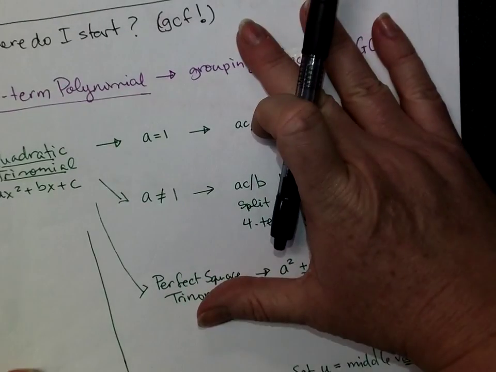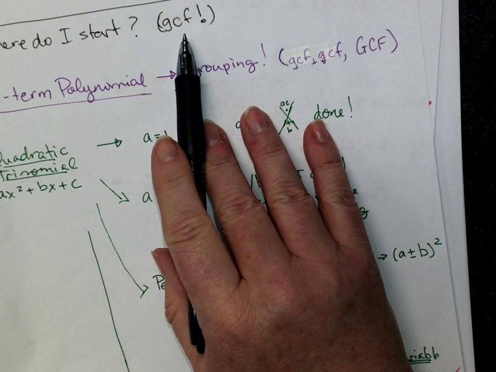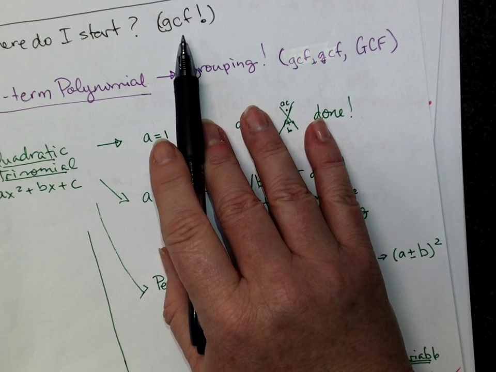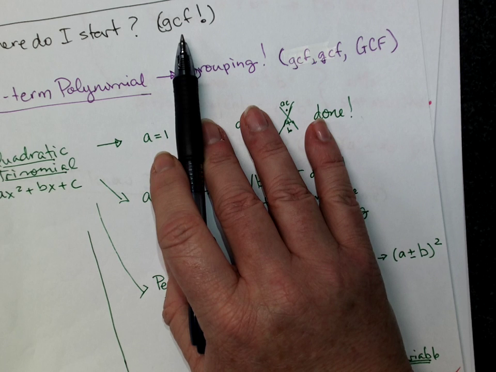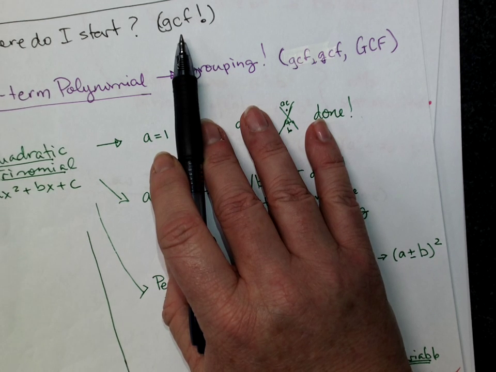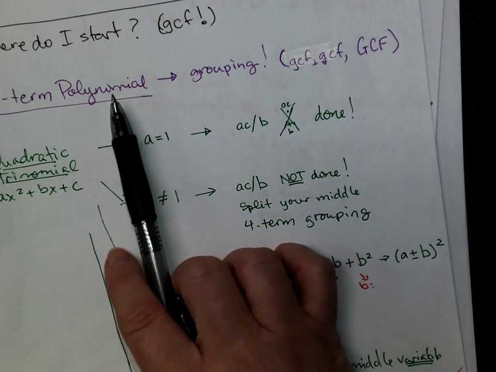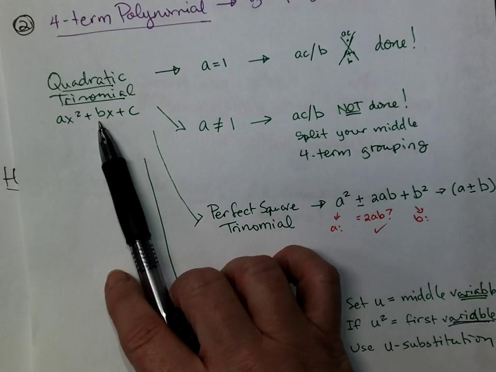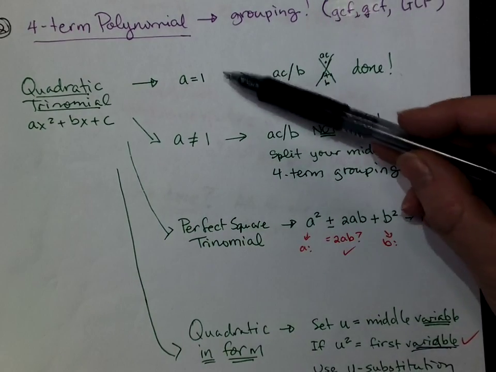And that's when this comes in. First question is still always, do I have a GCF? If so, take it out. If it's just a numerical GCF, it's not going to give you a solution, but you take it out. And then ask yourself, do I have 4 terms? Then group. Do I have 3 terms? Is it a equal 1, a not equal to 1?